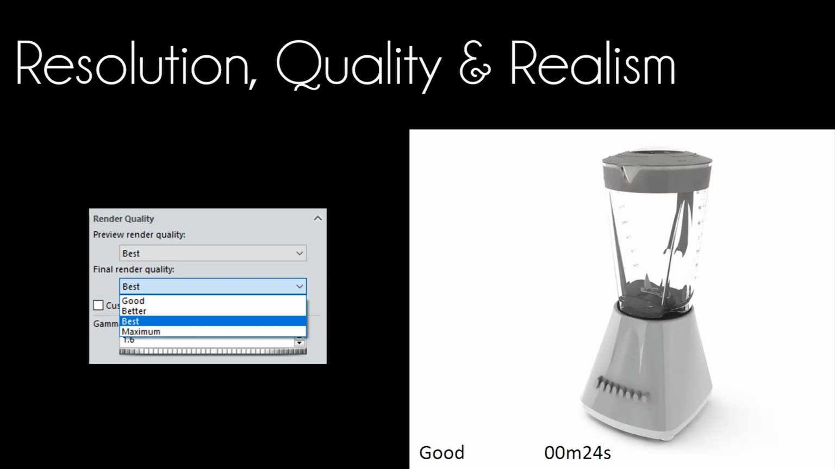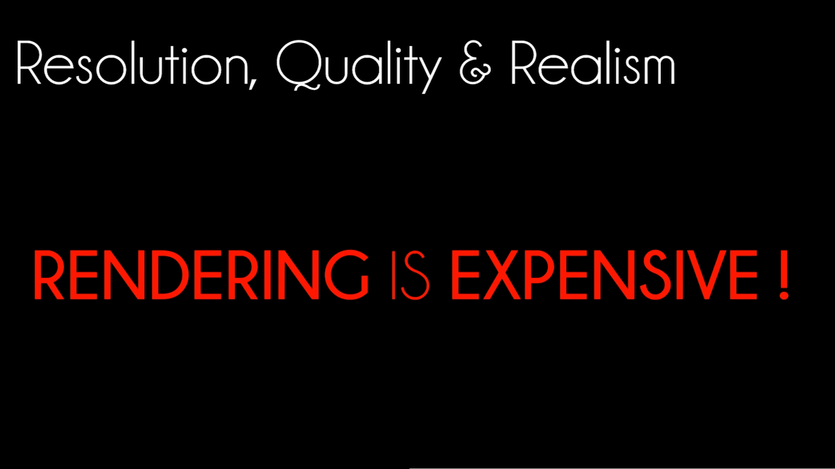Another difference is the shadows becoming clearer and cleaner. It takes more calculations but results in more pleasing shadows. But as you can see, there is another really big difference between these two renders. That is the time it took to render. On good settings it only took 24 seconds, while the maximum setting took well over 8 minutes. This brings me to a very important note. Rendering is expensive.